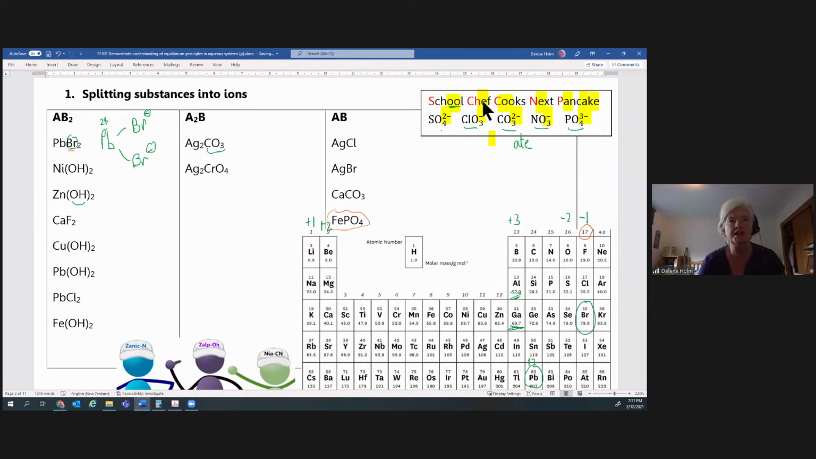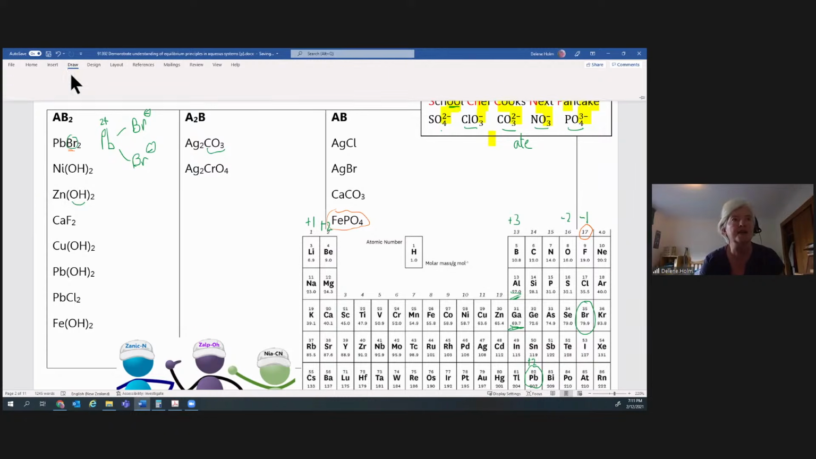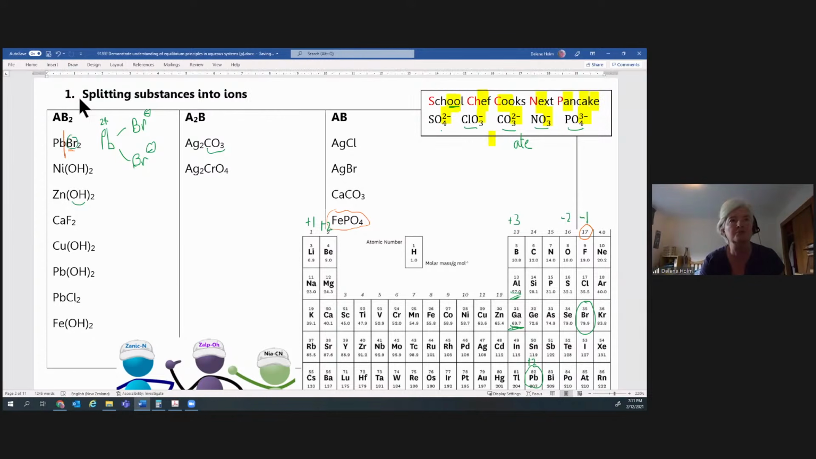But you do need to be able to split these ions up. So the other way is also just to look and see Pb is a metal, Br is a non-metal, Ni is a metal, OH non-metals. So that's the way you would split. So this would be going to zinc 2 plus and 2 hydroxide when you're writing the equation. So that's 1, and that's the ion.